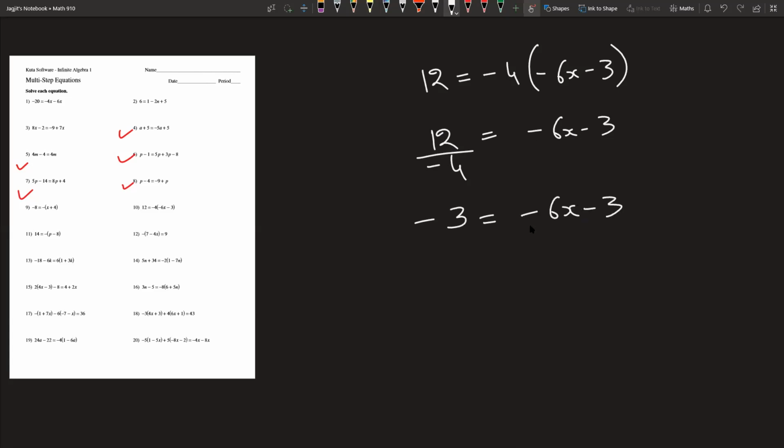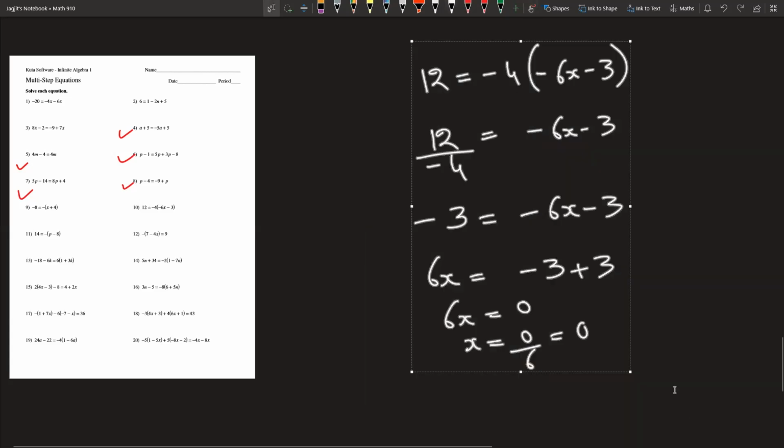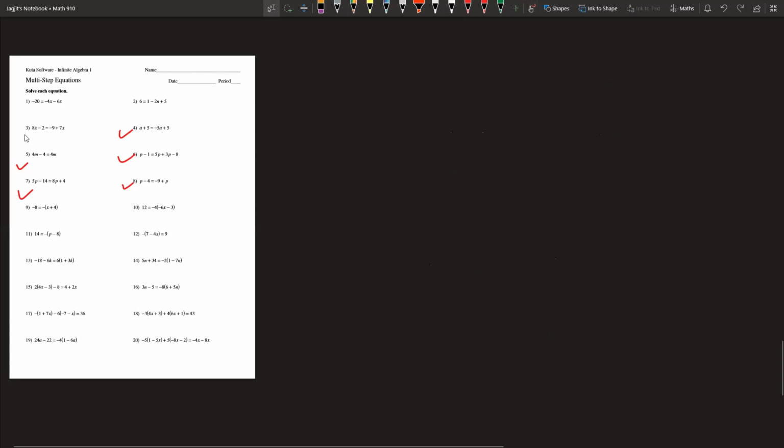Now guys, this is minus 6x. I don't like having a negative value, so I'm going to move it to the other side. So it becomes positive 6. And this minus 3, when we move it to the other side, it becomes plus 3. Minus 3 plus 3 is equal to 0. So your x is going to be 0 divided by 6, which is just 0. Do you guys follow that? Yep. Okay, good.